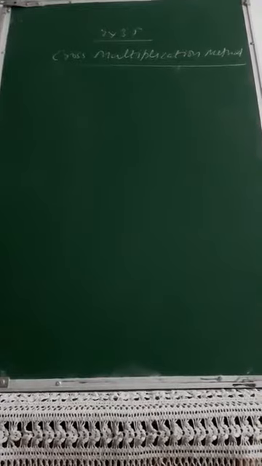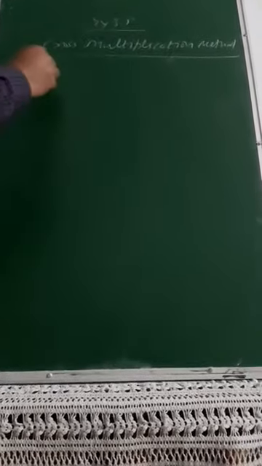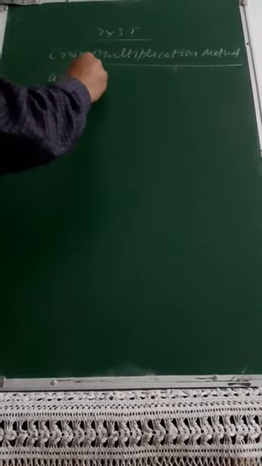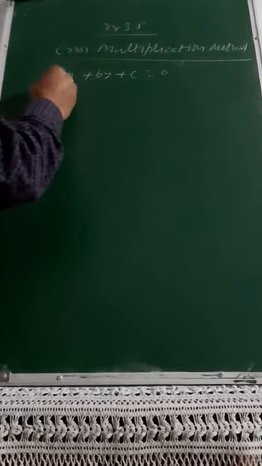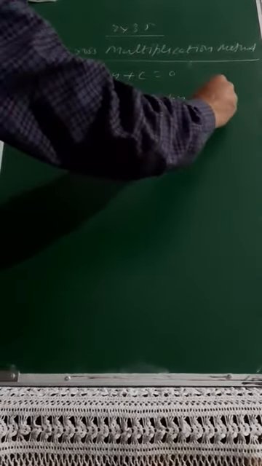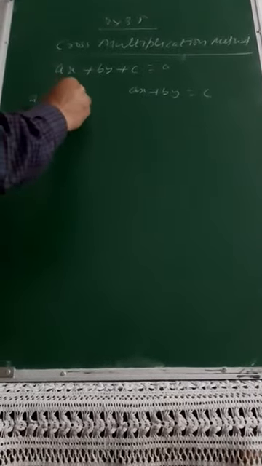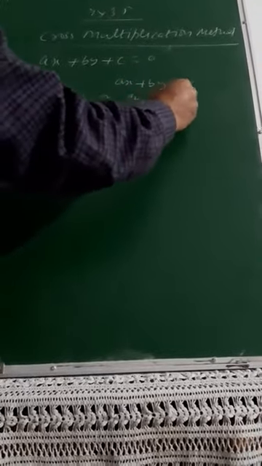Why is this called the cross multiplication method? I will explain it to you. Before writing the equations, you need to pay attention here. ax plus by plus c is equal to 0, and ax plus by is equal to c. In two ways we are writing, and then we are writing the values of a1, b1, c1, or a2, b2, c2. In this method it makes a difference.